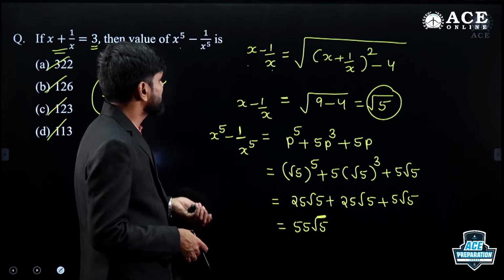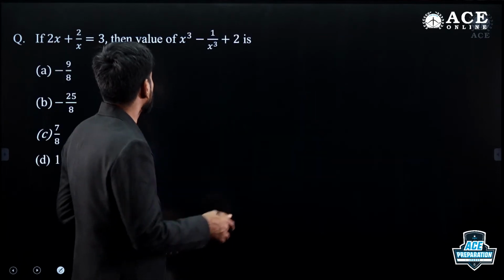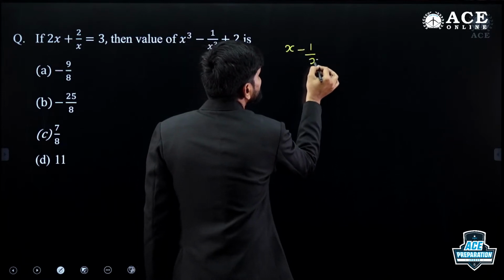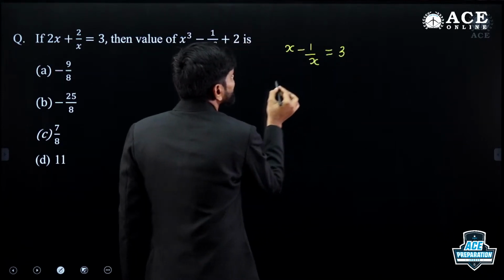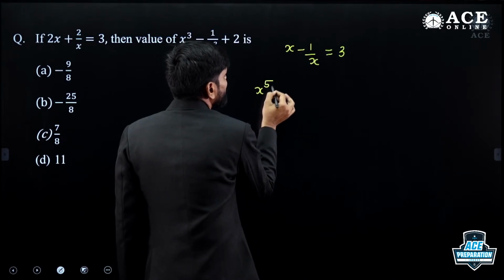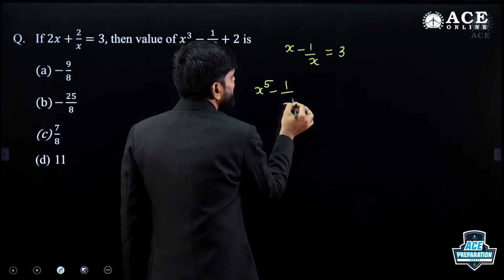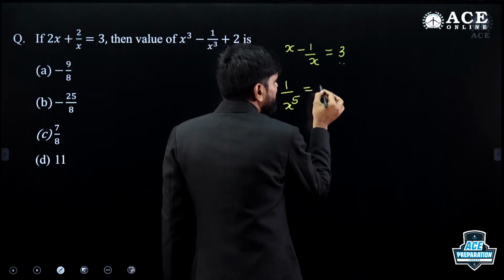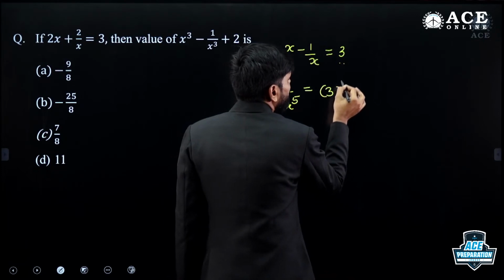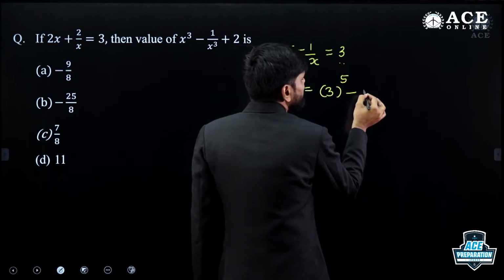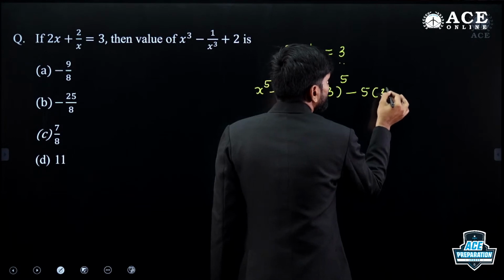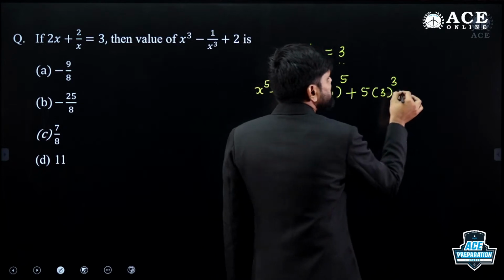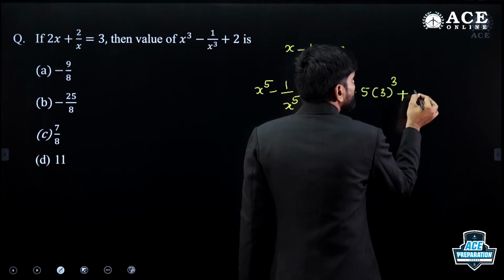What if it is directly given as x minus 1 by x equal to 3? Let us say, I'm just showing it here. If x minus 1 by x is directly given as 3, then x power 5 minus 1 by x power 5 will be what? You need not derive anything. X minus 1 by x is already known as p. Simply apply the formula. So that will give you p power 5 plus 5p cube plus 5p.